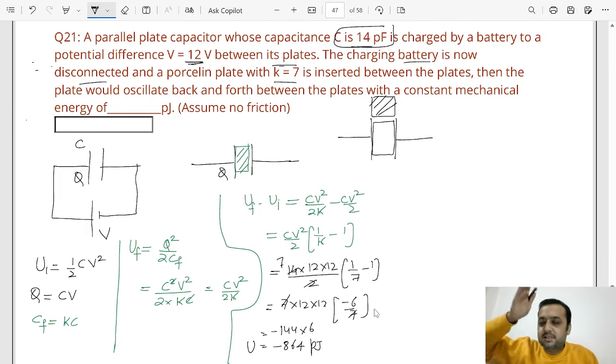In fact, this is a very famous question. In this, the dielectric starts oscillating back and forth, and the total mechanical energy of the dielectric is 864 picojoules. When the dielectric reaches this position, all the energy is in the form of kinetic energy. At this position, it is in the form of potential energy. This is not gravitational potential energy, this is the electrostatic potential energy. So basically, the dielectric oscillates with a mechanical energy of 864 picojoules. It's a very, very good question. I hope you were able to understand what is happening here.